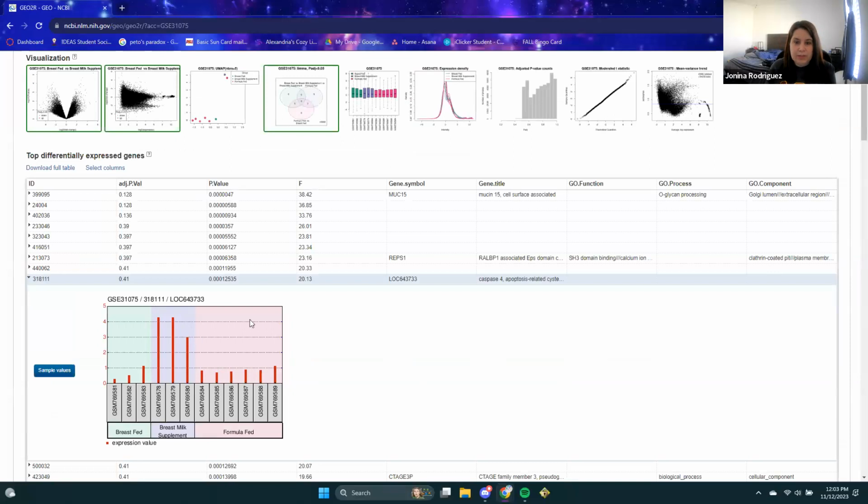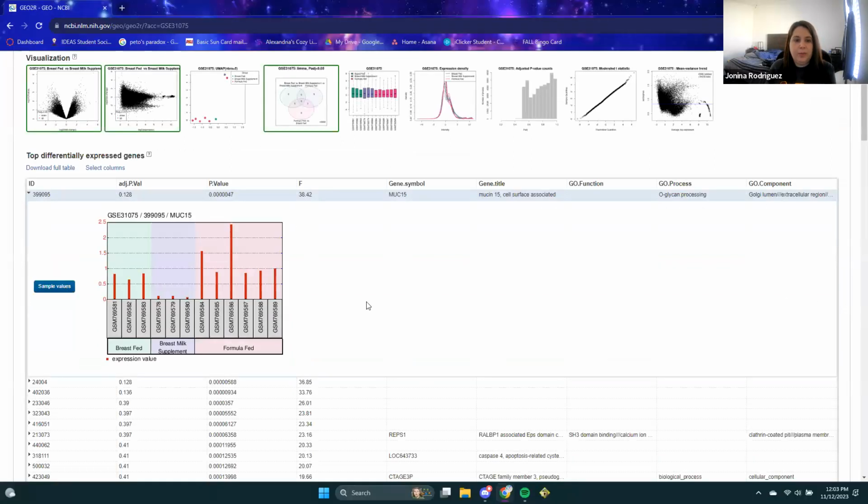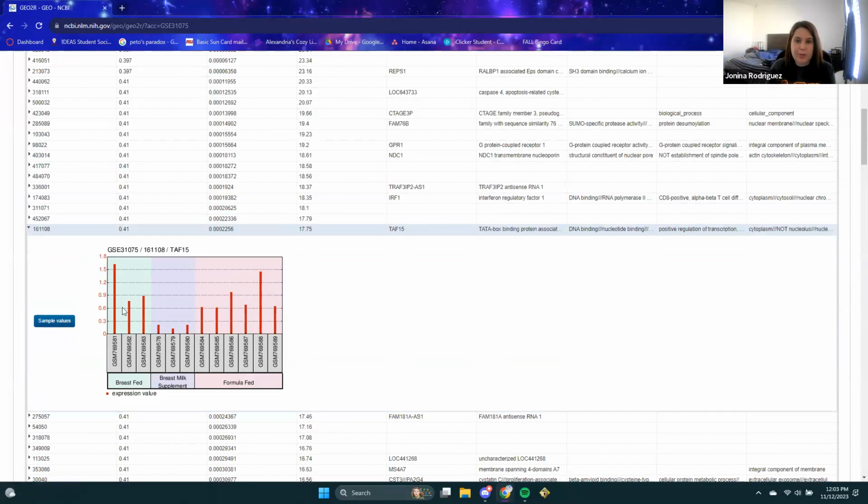So then we have a few more genes. We have another one that shows breast milk supplement. We have another one that is formula fed. And then we have one that shows expression between breastfed and formula fed. And you can click on all these genes and they'll have a little graph that shows each one of them. And then this one, I just want to point out one thing that I did notice, that we'll talk about later after we analyze the results, is that this one is a TATA box binding protein. And we know from genetics, the TATA box is pretty important for mRNA transcription and all that. So we will talk about that in a minute.